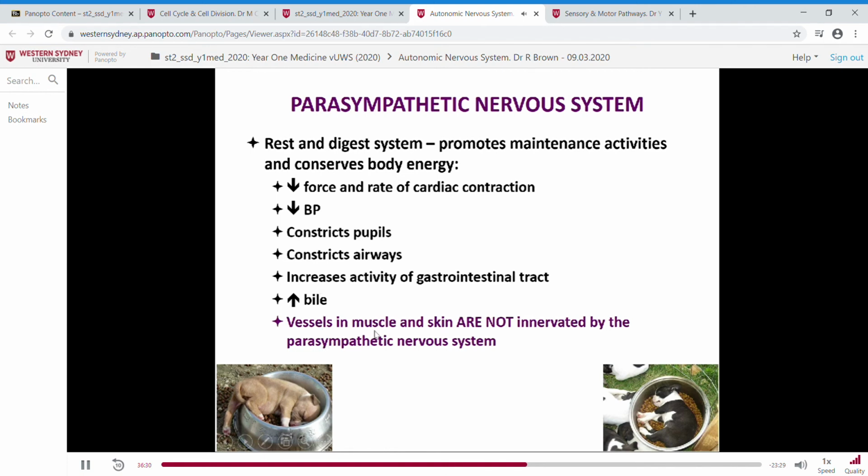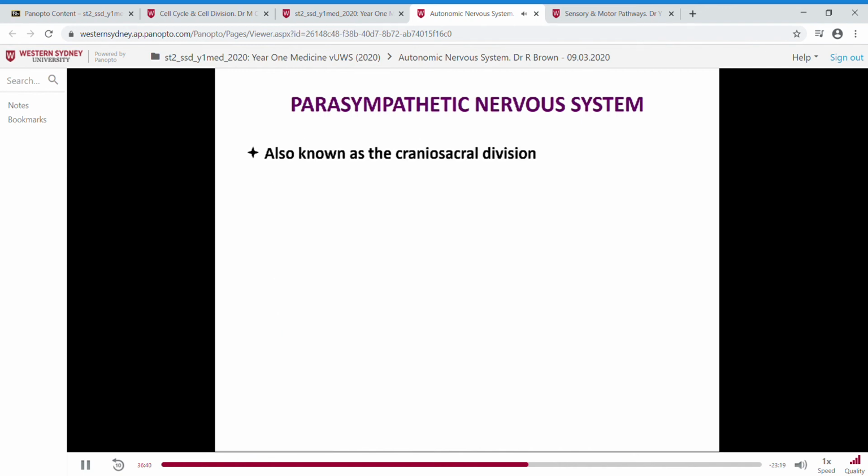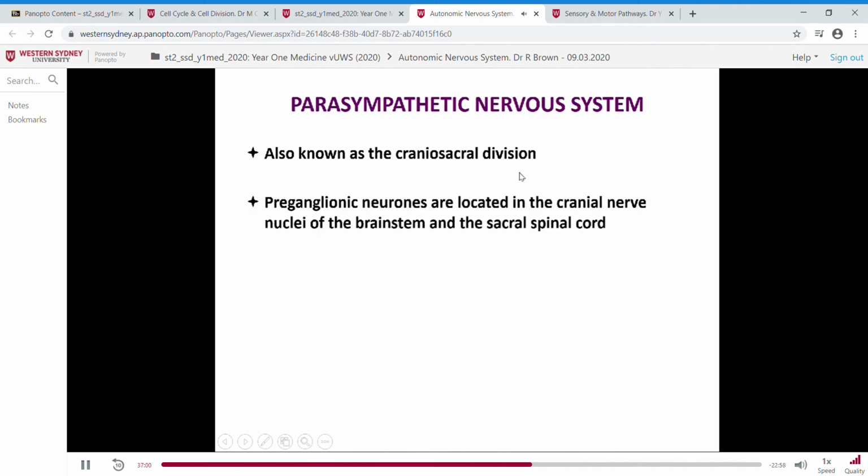And the vessels in muscle and skin are not innervated by the parasympathetic nervous system, as I have already mentioned. Okay? So it's known as the craniosacral division. Who wants to hazard a guess as to why? The PNS is in the cranial region of the spine and also the sacral region of the spine. Exactly. So you had the sympathetic, which is the thoracolumbar, and the parasympathetic, which is the craniosacral division.